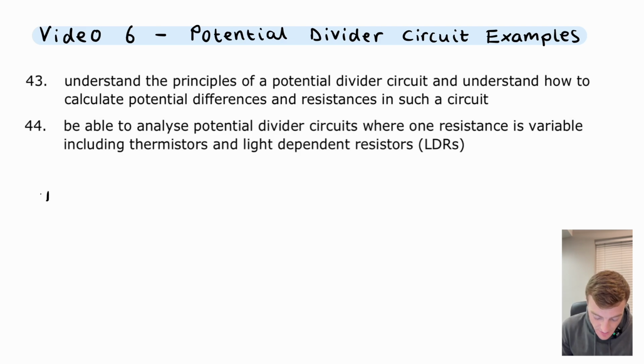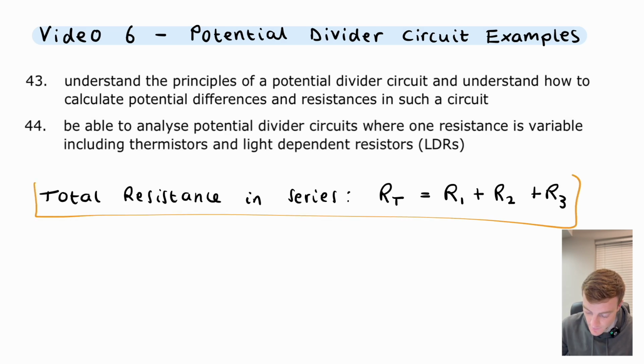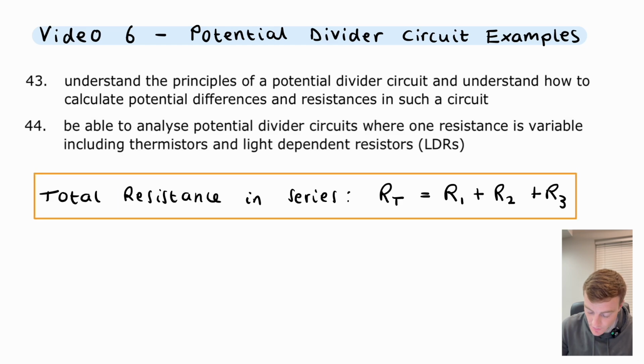So before we get started, I need to give you one formula that we're going to be using, and that's the total resistance in series. RT is equal to the resistance of resistor 1 plus the resistance of resistor 2 plus the resistance of resistor 3. And I'm going to call that equation 8.